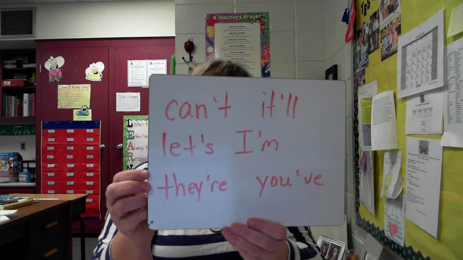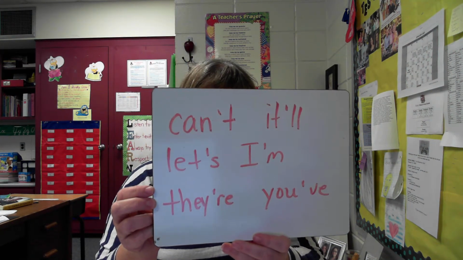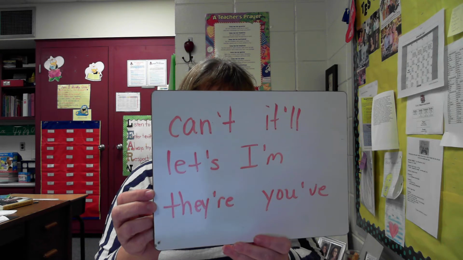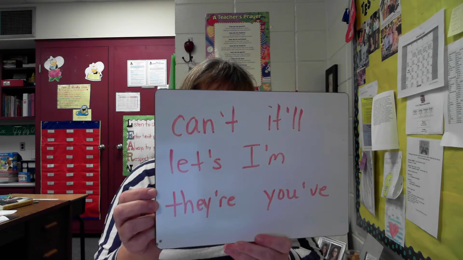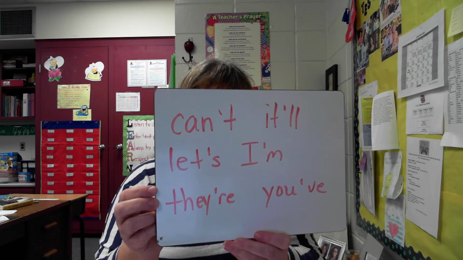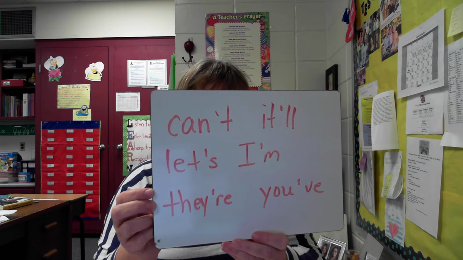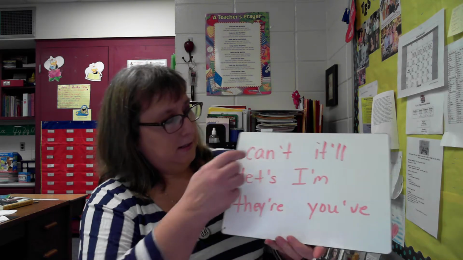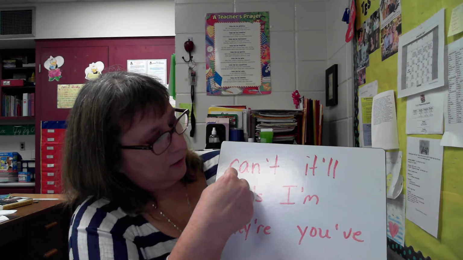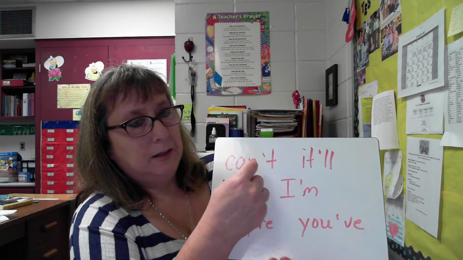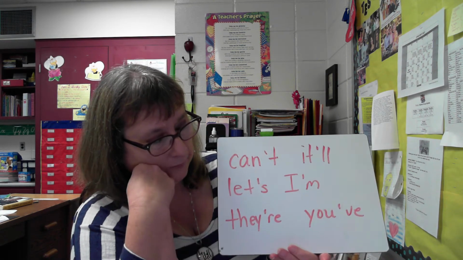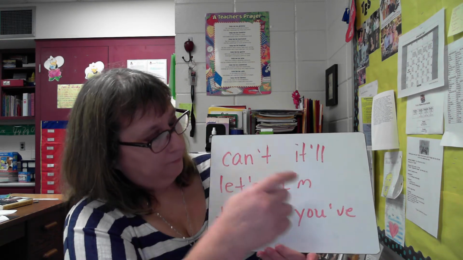If I said these words, the first word is can't. Say the word can't. What two words make up this contraction? Can and not. What letters does the apostrophe replace? If I said can't and we said our contraction was can not, what does that apostrophe replace? An N and an O. Good. What about the next word?